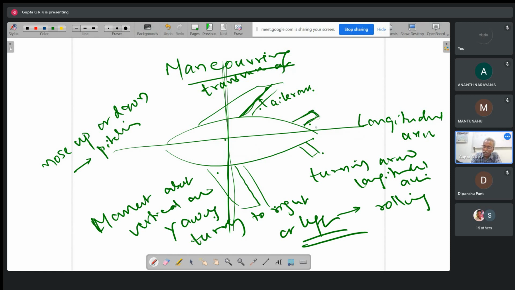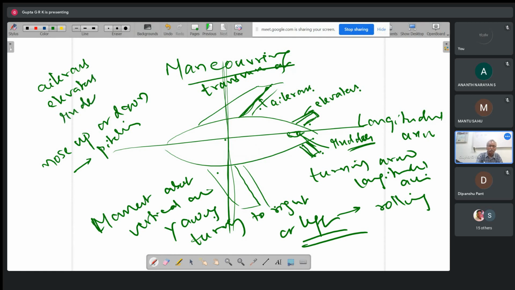In the same way, these are tail wings. These are also split like this, and these are called elevators. And there will be a vertical wing also. That is also split, so a part of it can be shifted this way or this way. And that is called the rudder. So these are all controls: ailerons, elevators, and rudder. These are aircraft controls, which define the turning.